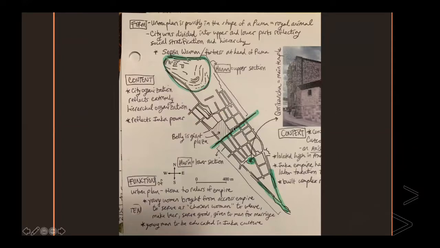And then this is a picture of my note page from last year. So you can see I divided it. And then I have the lower, I wrote about the tail, or I highlighted the tail. And then city organization reflects extremely hierarchical organization, reflects Inca power.